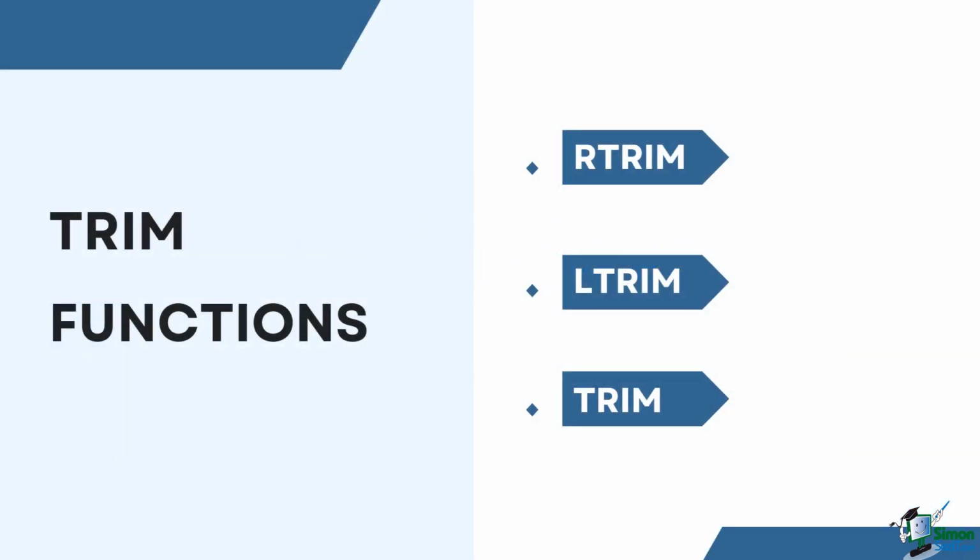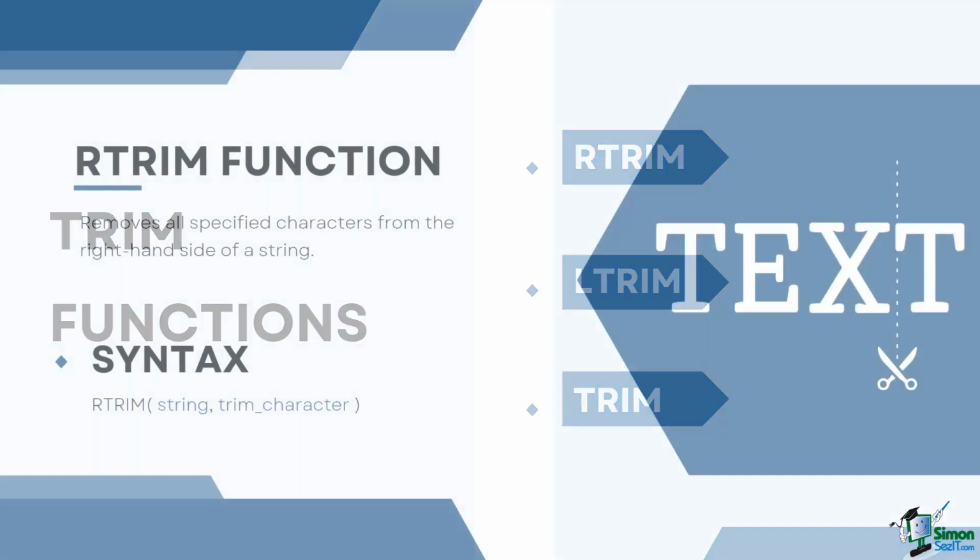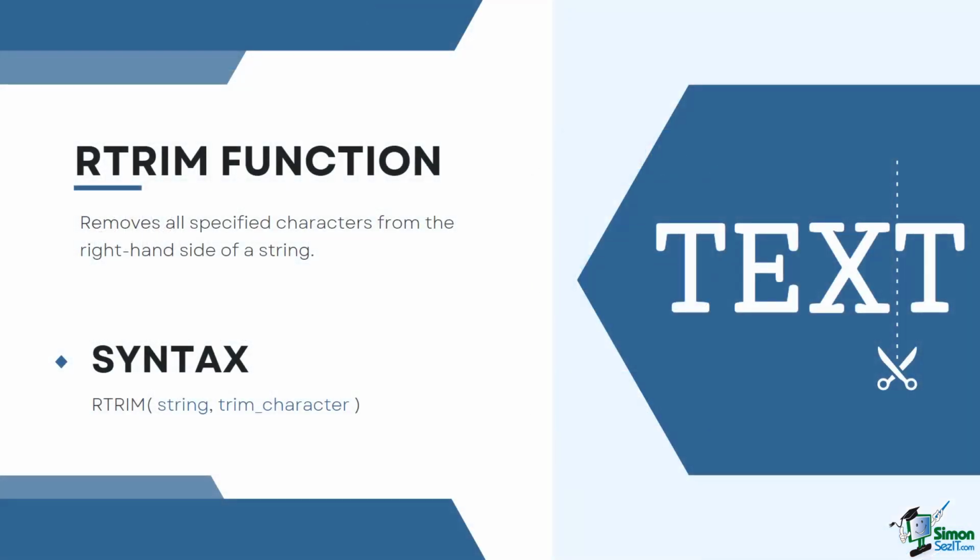Next, let's look at the trim function of SQL. First is RTRIM. The PostgreSQL RTRIM function removes all specified characters from the right-hand side of a string. The syntax is as follows: RTRIM(string, trim_character).